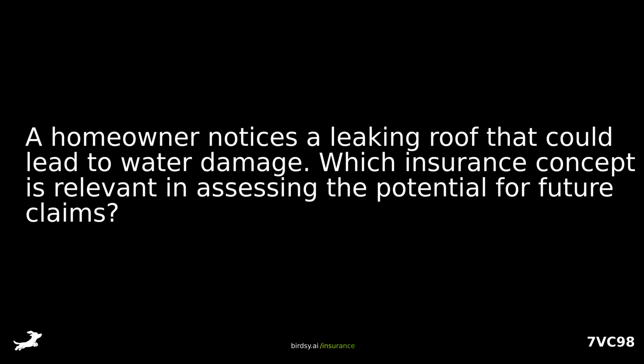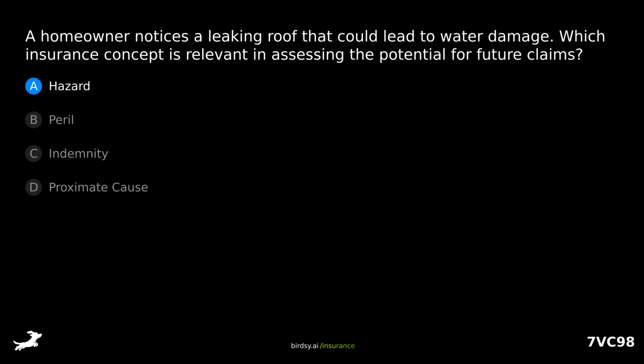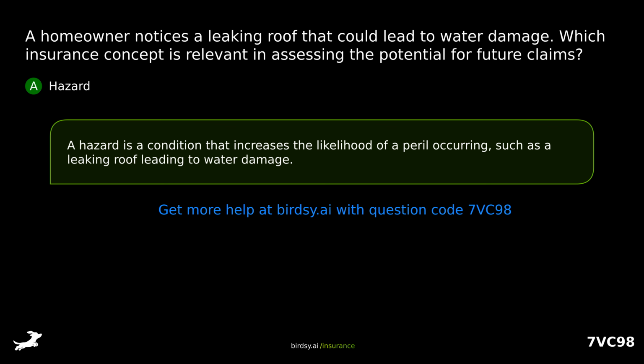A homeowner notices a leaking roof that could lead to water damage. Which insurance concept is relevant in assessing the potential for future claims? Is it A, the concept of hazard, B, the concept of peril, C, the concept of indemnity, or D, the concept of proximate cause? The answer is A, the concept of hazard. A hazard is a condition that increases the likelihood of a peril occurring, such as a leaking roof leading to water damage.